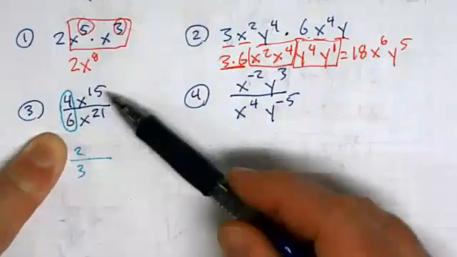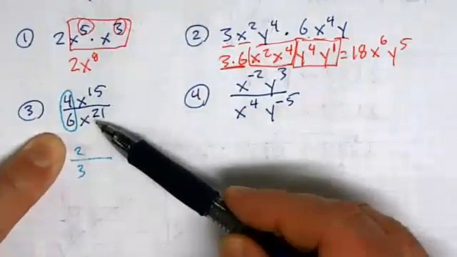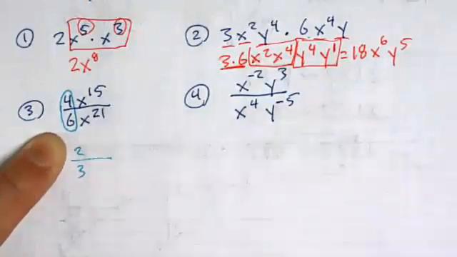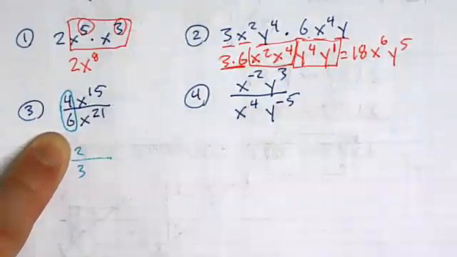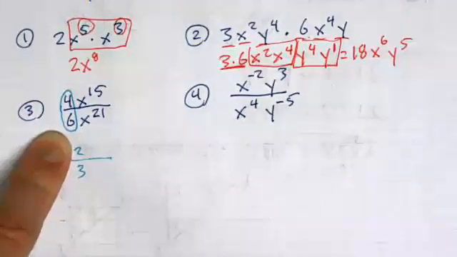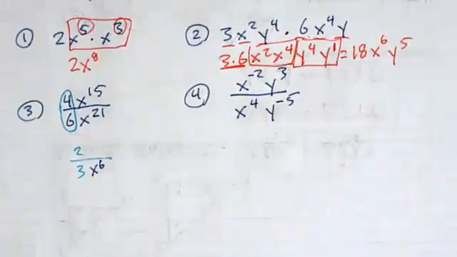Now, I don't want to write out 15 x's and 21 x's and start canceling them out. But if I did, how many would I have left over? I would have 6 left over. And I heard a negative 6. I'm going to come back to that in a second. But I would definitely have 6 left over. Would the 6 leftover x's be on the top or the bottom? They would be on the bottom. So I'm going to write x to the 6th on the bottom.